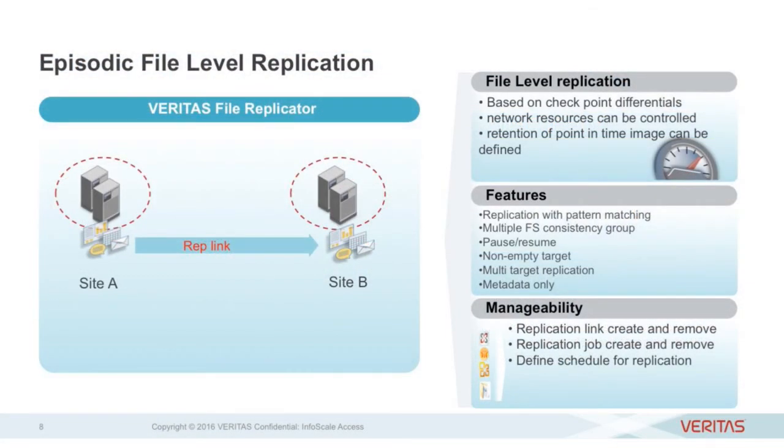Next is file level replication. Earlier was volume level or block level; this is at a file level. Here we provide a rich set of features. We provide replication with pattern matching. Then we can define a consistency group where multiple file systems can be replicated at the same time, and the consistency of all the file systems can be maintained. This is very important in case of DR specifically.